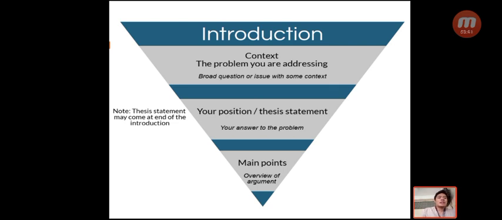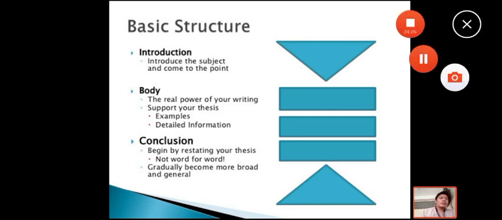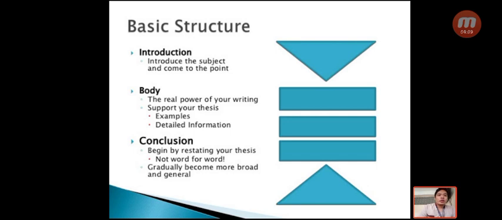The main points lamang. Then the basic structure: the introduction itself introduces the subject and comes to the point. The body, the real power of the writing, supports your thesis. Example, the details and information. Conclusion, begin by restating your thesis, not word for word, gradually becoming more broad and general. So when we say introduction, it introduces the subject to the point. So sabi ko nga kanina, yung introduction, the first and the second paragraph explain your thesis title.